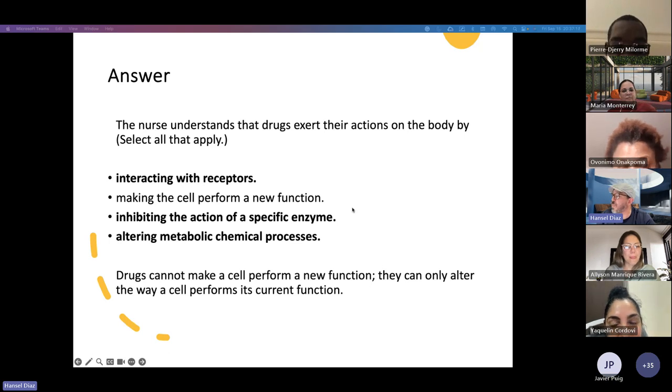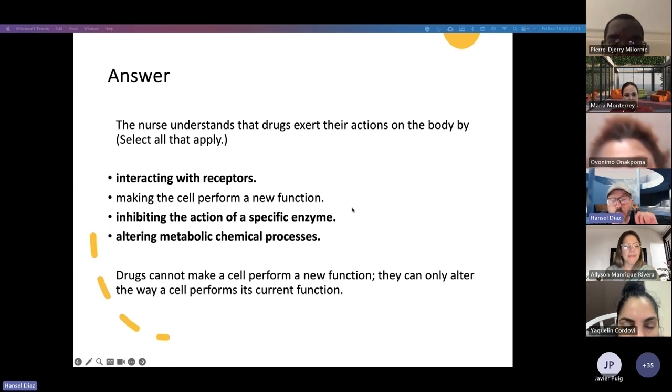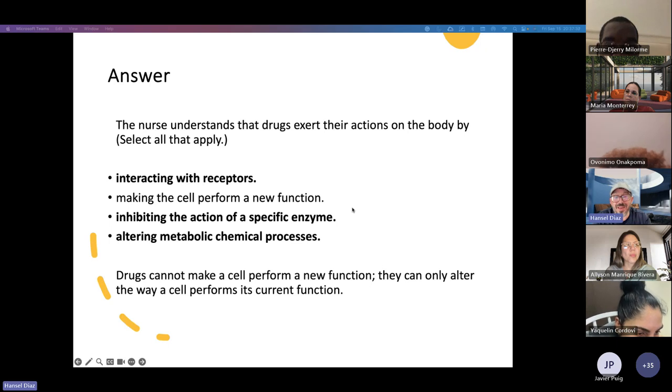So drugs cannot make a cell perform a new function. They can only, guys, alter the way the cell is performing its current function, which is what we want with pharmacology. If the cells in your heart are giving you tachycardia, I want a medication that I can attach to B1 and decrease that. It's called a beta blocker, metoprolol. So I'm giving you medications to make the cell alter the way it's working at that moment, either by antagonizing or by activating. I'm not changing the way they work, I'm just tweaking how they are working at that moment.